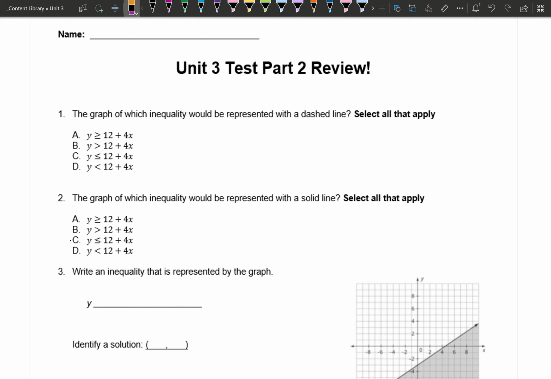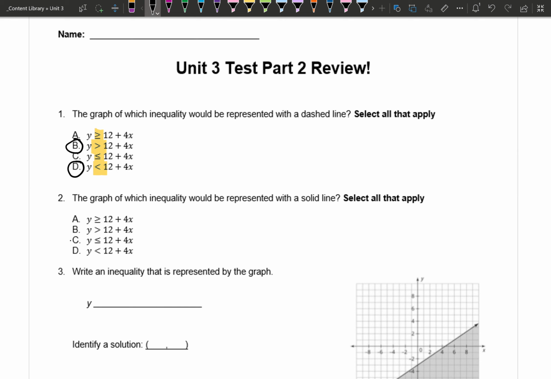The way we can tell is we look at our symbols. The symbols that have a dashed line when we graph them do not have a line underneath them. So, for number 1, the correct answer would be letter B and letter D because neither of the symbols have a line underneath them.